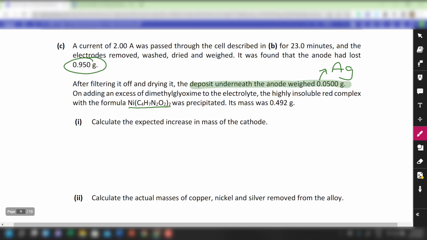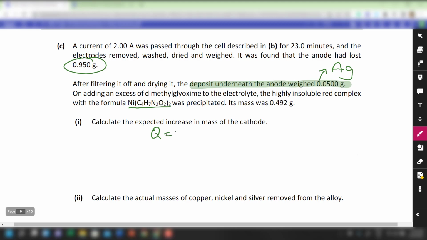C part 1 is an interesting part. They ask you to calculate the expected increase in mass. So how can we calculate the expected increase in mass when we know that the mass loss of the anode is due to a combination of silver falling off as the anode sludge, some of the nickel might get oxidized, and of course the bulk of it is copper? Never mind about that, because we were told the current and the time, so the charge transferred should be constant. That's due to the conservation of charge, of course.